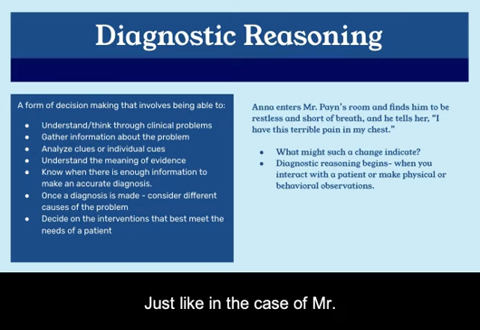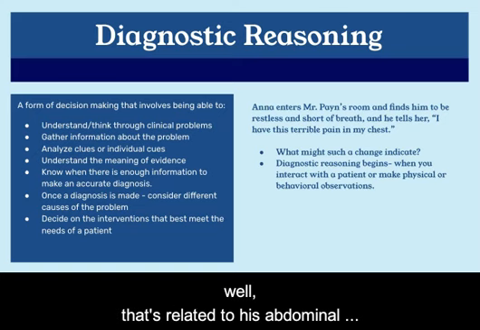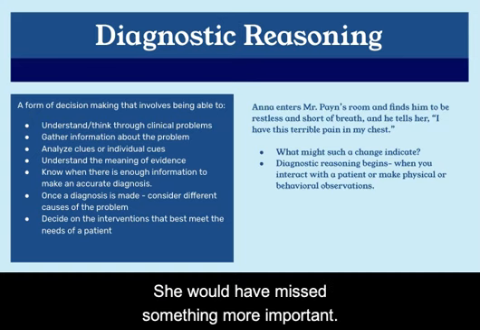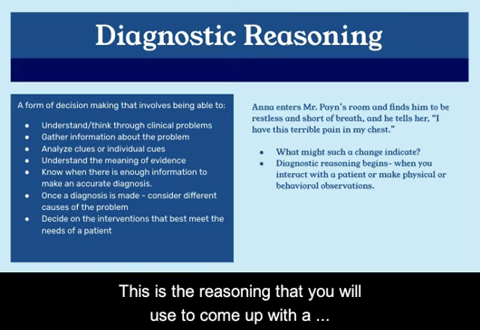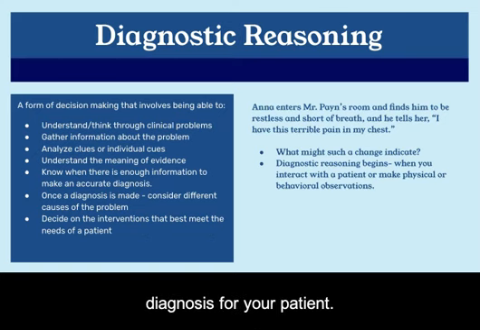Just like in the case of Mr. Payne, he had abdominal pain. Anna gave him the medication, but now he has chest pain. Instead of Anna thinking, okay, well, that's related to his abdominal pain, his surgical wound, she would have missed something more important. Decide on the intervention that best meets the needs of the patient. This is the reasoning that you will use to come up with a diagnosis for your patient. And when we talk about the nursing process, we'll talk in more detail about nursing diagnoses.